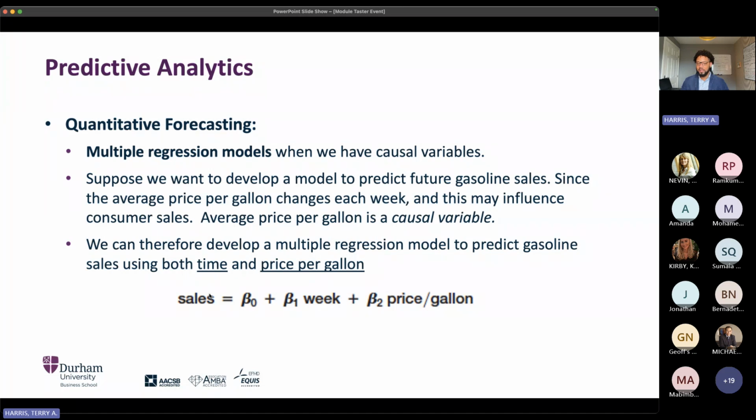So here we're regressing sales, so this is gasoline sales, on a constant, the variable week that captures the index of time, so week 1, week 2, week 3, and then the causal variable price per gallon. This is based on the idea that as time goes on, people may consume more or less gasoline, and also as the price per gallon increases, maybe the sales decline. Like with most rational economic products, there should be an inverse relationship between the level of price and the quantity demanded, right?